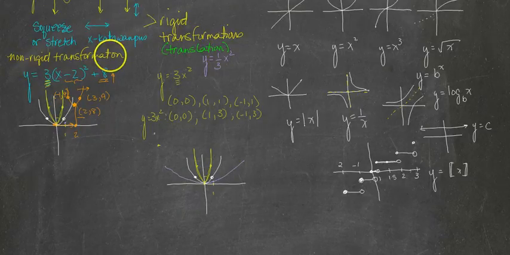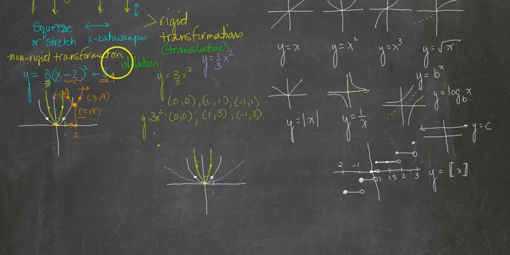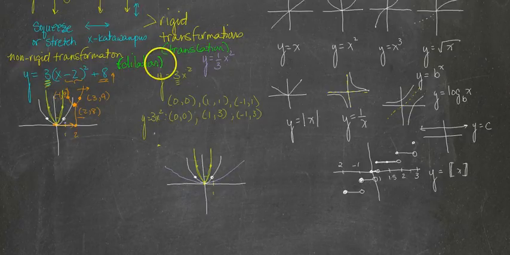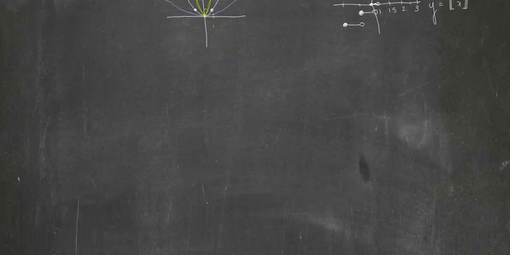And a non-rigid transformation is called a dilation, which I'm likely to call squeeze and stretch for eternity. But anytime I say or you read dilation, you should think in terms of squeezing or stretching, or your book says shrinking and enlarging the graph. Alrighty then, let's do some actual examples.